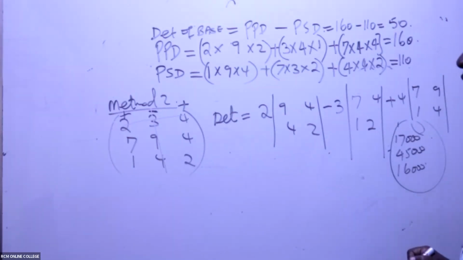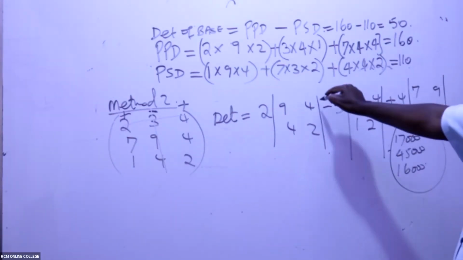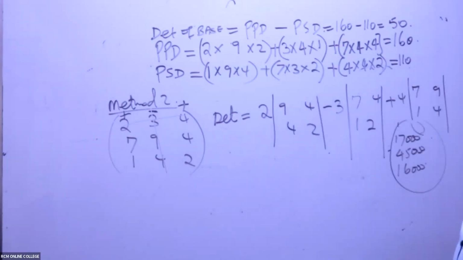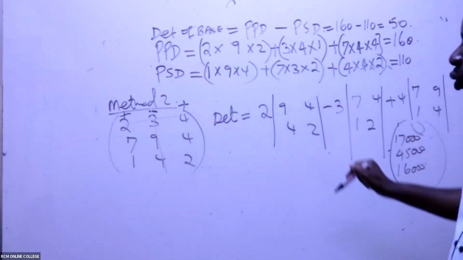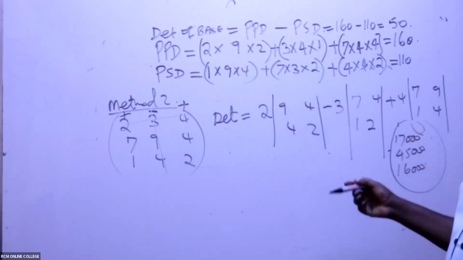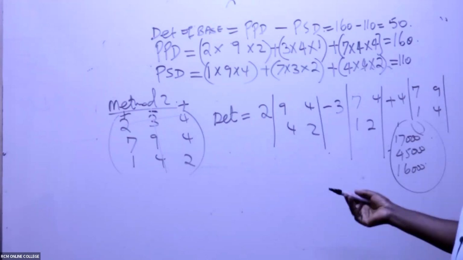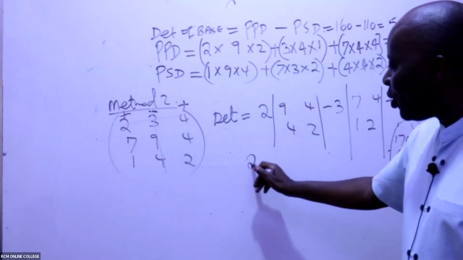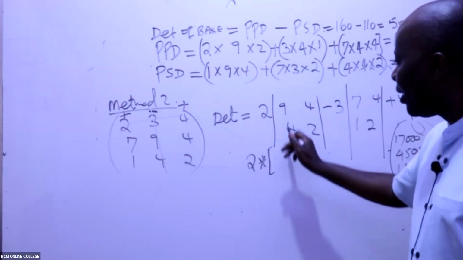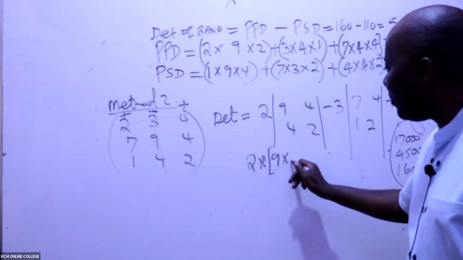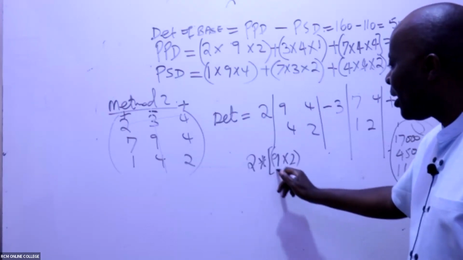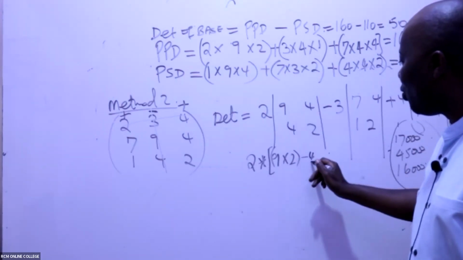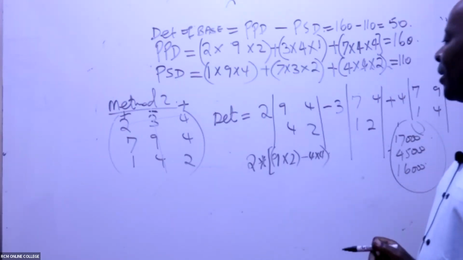Now, ladies and gentlemen, whenever you see these two strokes, this is not your normal bracket. This tells us that we need to come and get the determinant. So determinant, I should be able to do this using my calculator. So this will be equal to 2 times determinant. We know this is 9 times 2 primary, minus 4 times 4, like that.